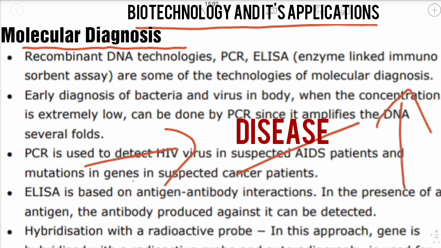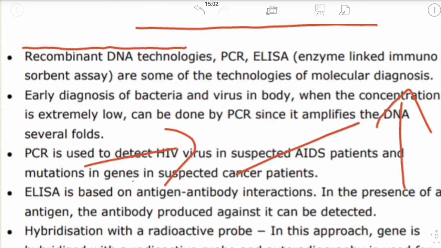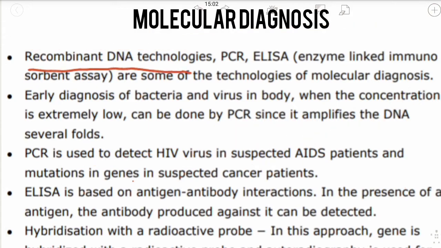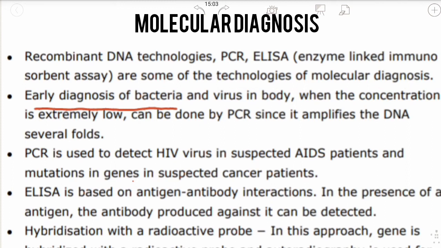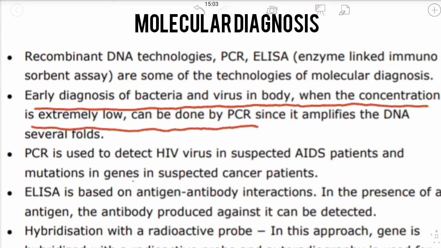Early diagnosis is only possible through molecular diagnosis, only at the molecular level. Recombinant DNA technology, PCR, which is polymerase chain reaction, and ELISA, enzyme-linked immunosorbent assay, are some of the technologies of molecular diagnosis. So there are some very important technologies. Early diagnosis of bacteria and virus in the body, when the concentration is extremely low, can be done by PCR, since it amplifies the DNA several folds.